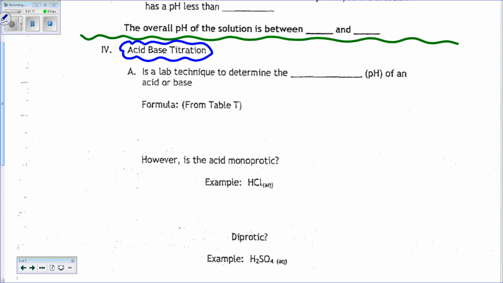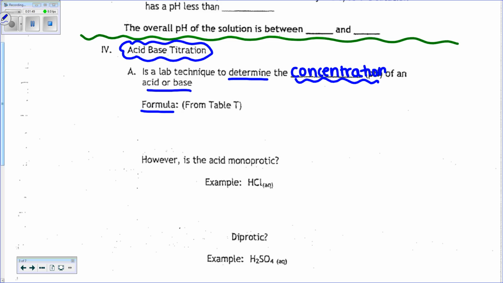Titration is a lab technique that helps us to determine the concentration. I'm going to write right over pH. Really, I'm focusing on the concentration of an acid or base. I'll base this off of using pH indicators, but it basically determines your concentration, or maybe it is going to determine a volume.